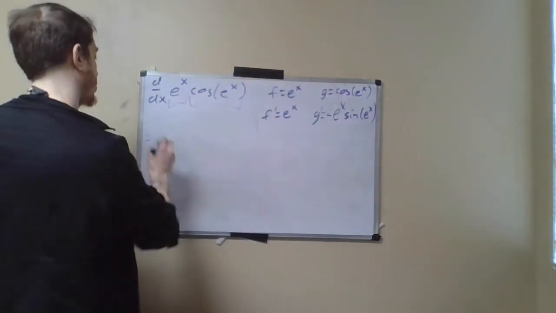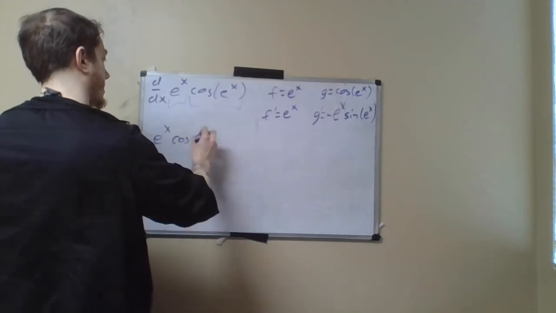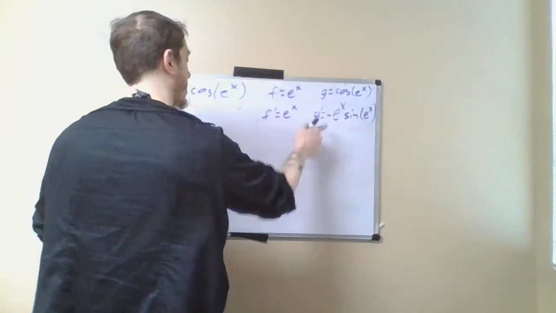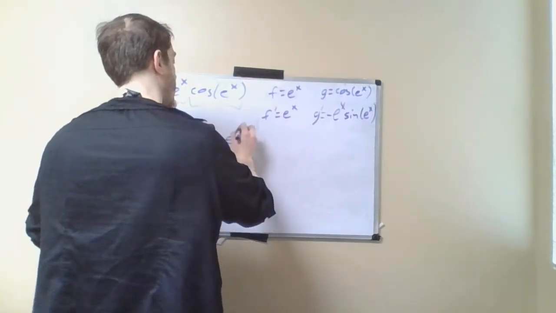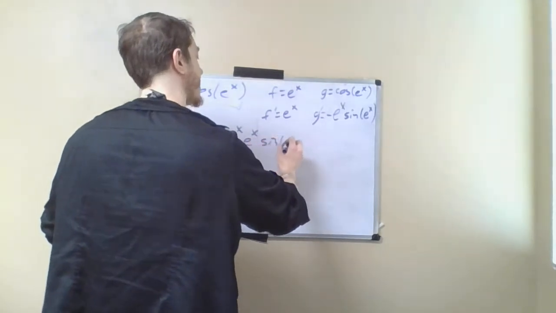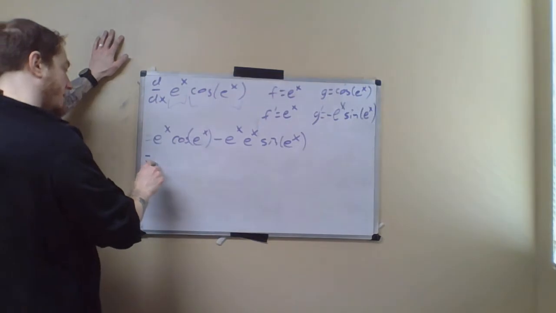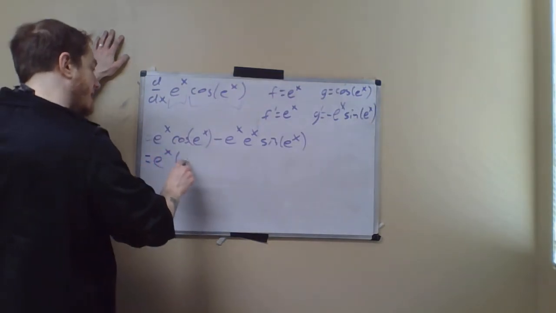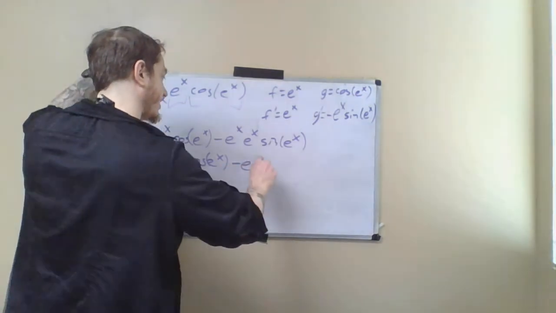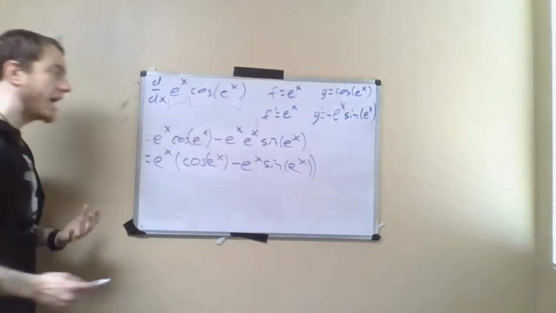F prime times g, that's e to the x cosine e to the x, plus f g prime, which is going to be negative e to the x sine e to the x, and I can factor one copy of e to the x out here and write this as e to the x cosine e to the x minus e to the x sine e to the x. And there we go.